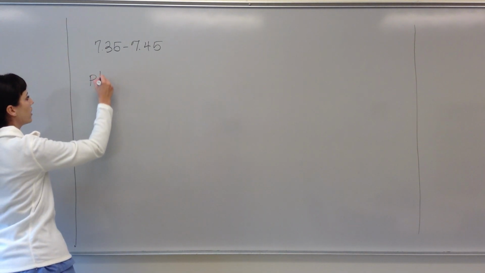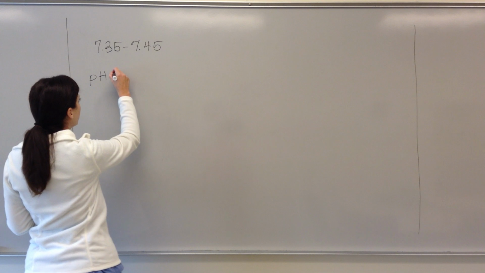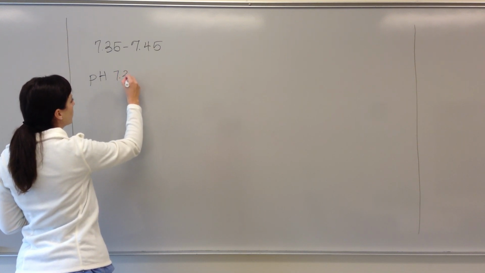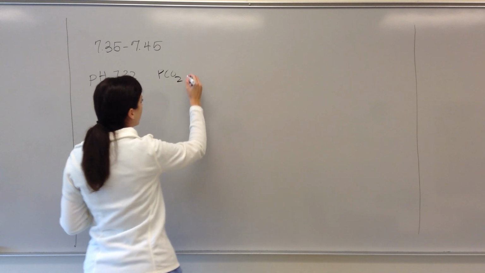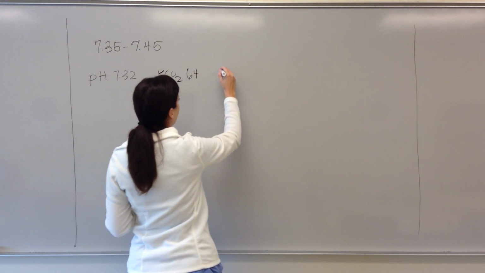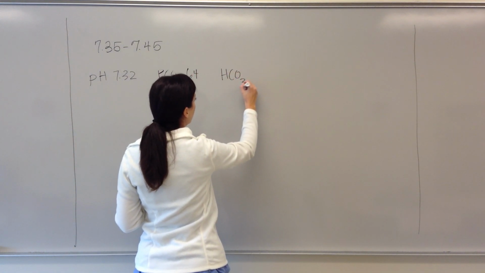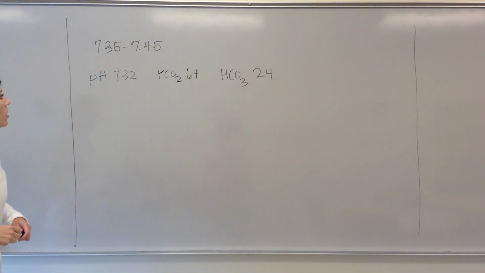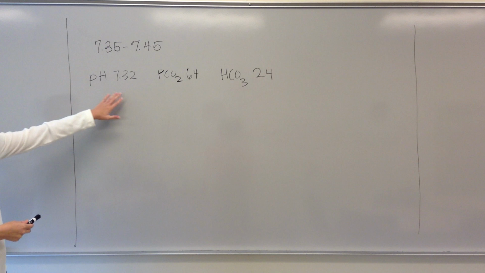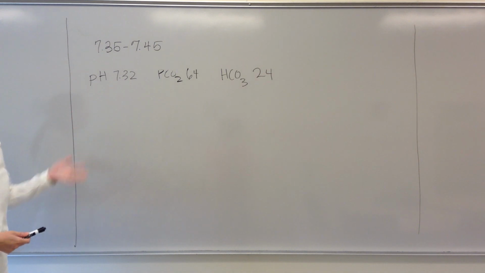If I give you an example, first example, the pH is going to be 7.32, the PCO2 will be 64, and the bicarb, or the HCO3, is 24. So you first want to look at the pH, and you know that 7.32 is less than 7.35, so the primary acid-base imbalance is acidosis.